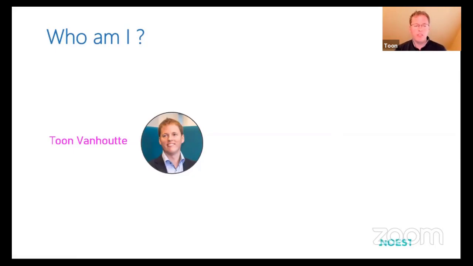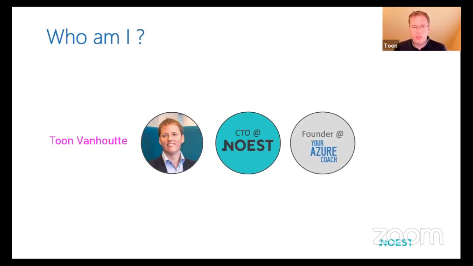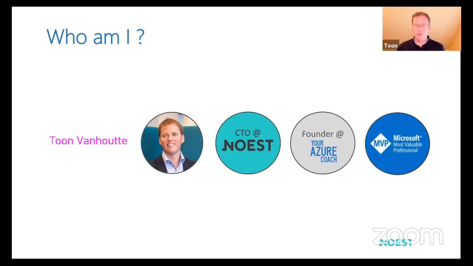First, before we kick off, a little word about myself. My name is Toon Vanhoutte. I'm from Belgium. I work as a CTO at Noest. At Noest, we craft custom solutions for making people's life easier and more efficient. We do that with .NET and Blazor. We host our applications in Azure Platform as a Service, and we try to combine them with the Microsoft Power Platform. Also, I'm a founder of Your Azure Coach, where we provide expert training sessions on anything that has to do with Azure. And last but not least, I've been awarded as a Microsoft Azure MVP, mostly thanks to my contributions in the area of API Management and Logic Apps.